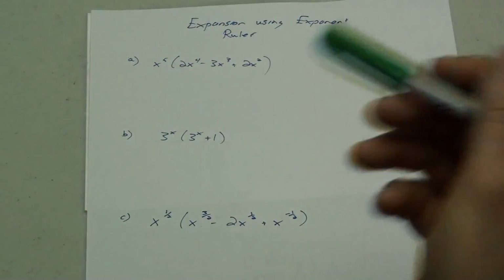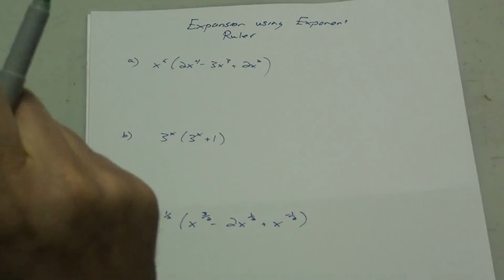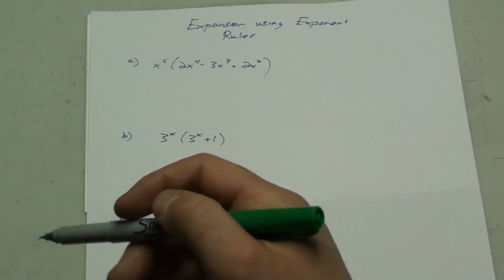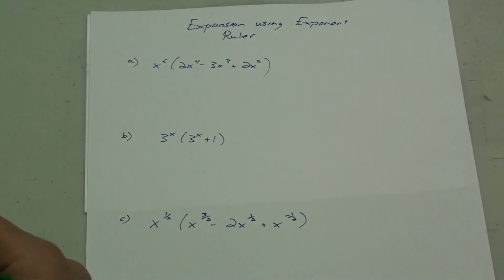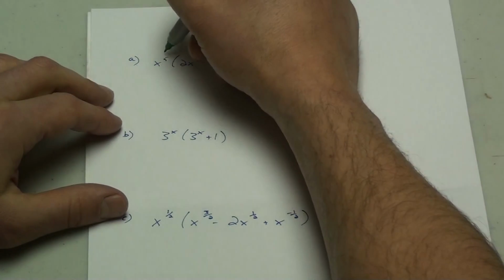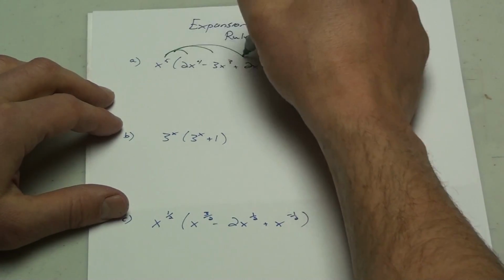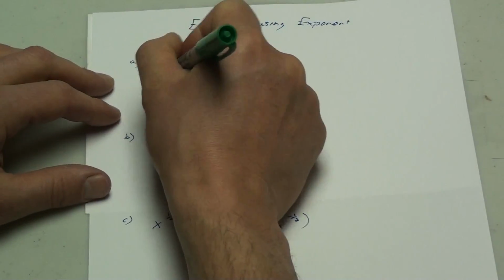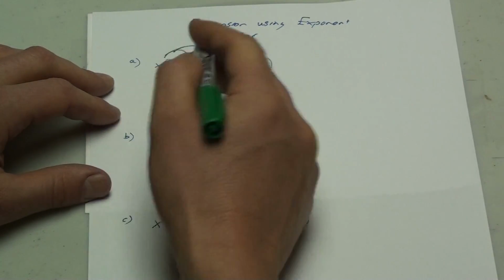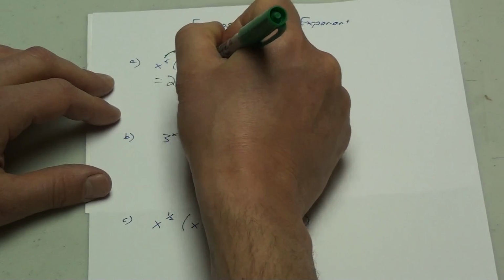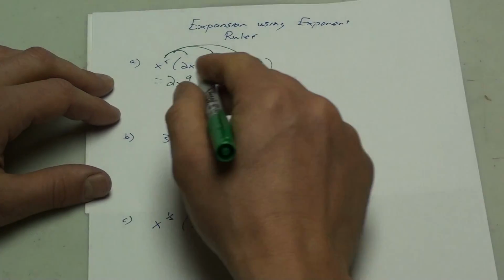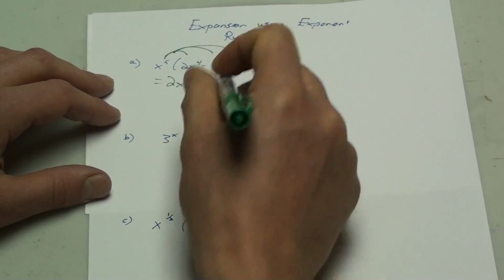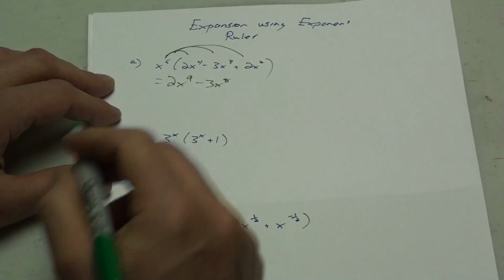So here's a short little lesson on doing some expansion using the exponent rules. We're going to use rules like when you're multiplying exponents, multiplying powers, you add the exponents. So here I'm going to be multiplying my x to the 5 into all of these, and as I'm doing it, I'm adding my exponents. So I have x to the 5 times 2x to the 4 is going to give me 2x to the 9, add my exponents. Multiply, add my exponents, minus 3x to the 8. Multiply, add my exponents.